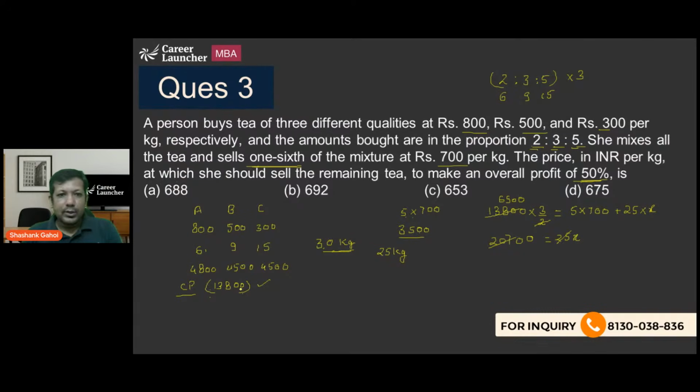And then he is selling 1/6 of the mixture at 700 per kg. So 1/6 means he is selling... Oh yeah, sorry, I made a mistake. I'm making a lot of mistakes. That is 3,500 plus 25x.